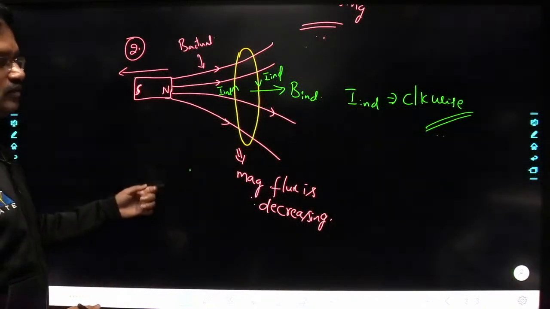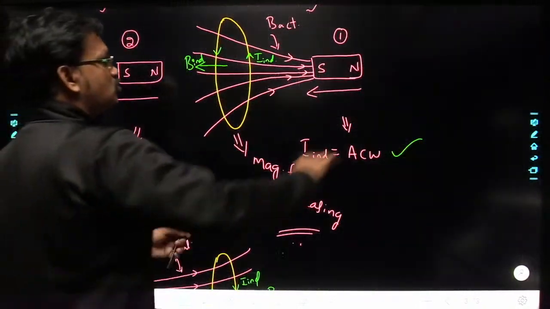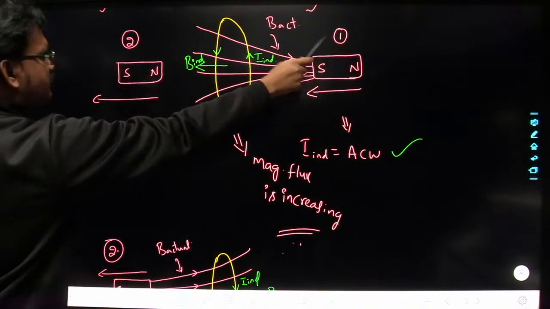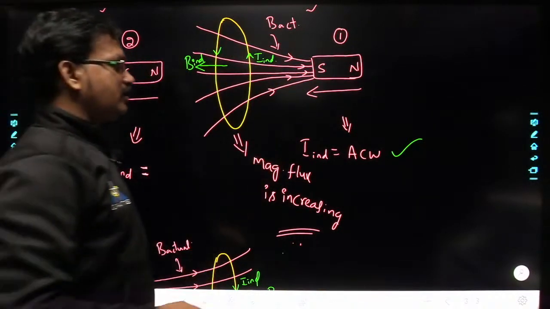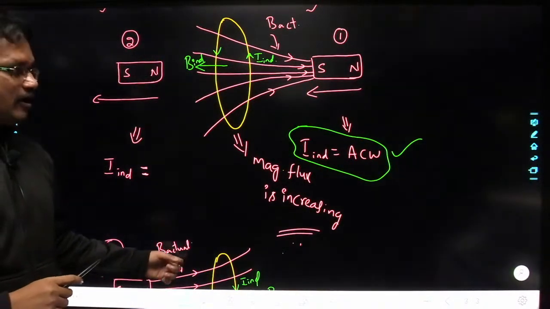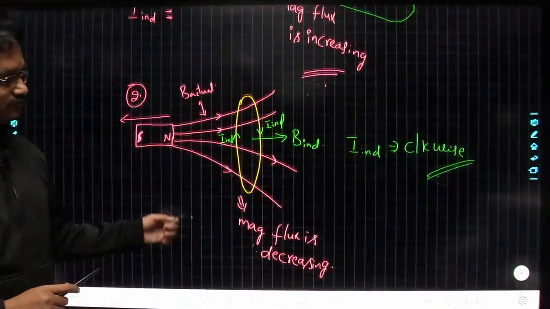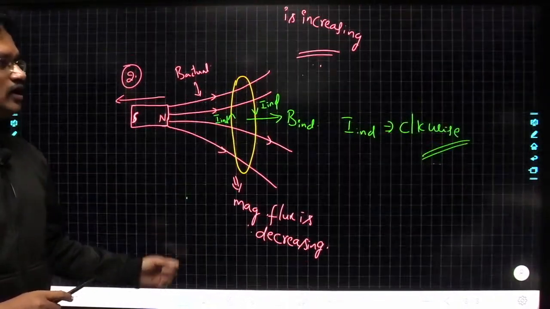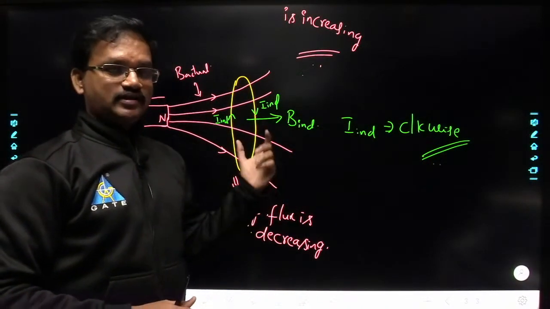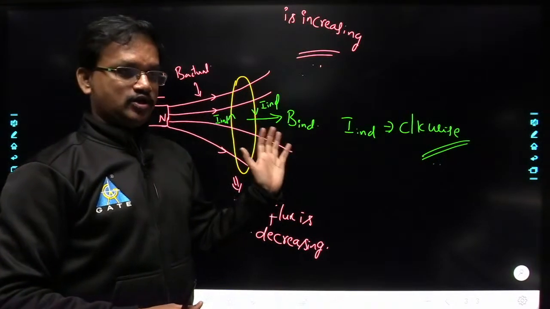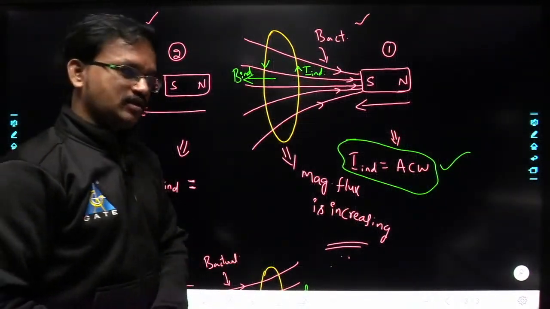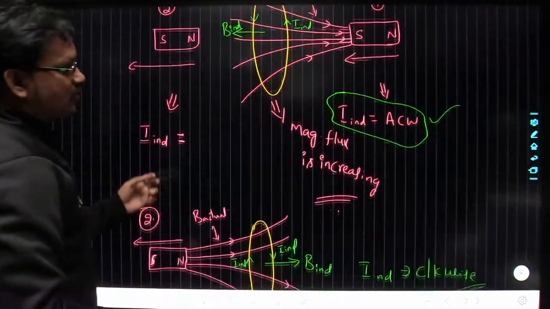Here the magnet is moving towards the loop, it crosses the loop and then moves away from the loop. In both cases, we determined the direction of the induced current. These are applications of Lenz's law. With the help of Lenz's law, we can determine the exact direction of the induced current. I hope it is crystal clear.